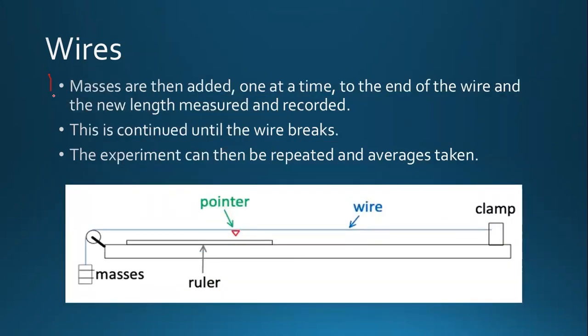So again, masses are added one at a time to the end of the wire, and the new length is measured and recorded. You keep on adding the masses over here and keep on recording the length on the ruler in a table. This is continued until the wire breaks. जब तक wire break नहीं होती, you have to keep on adding the masses until or unless the elastic limit or the limit of proportionality has actually been reached. Moreover, then the experiment can be repeated and the averages can also be taken.